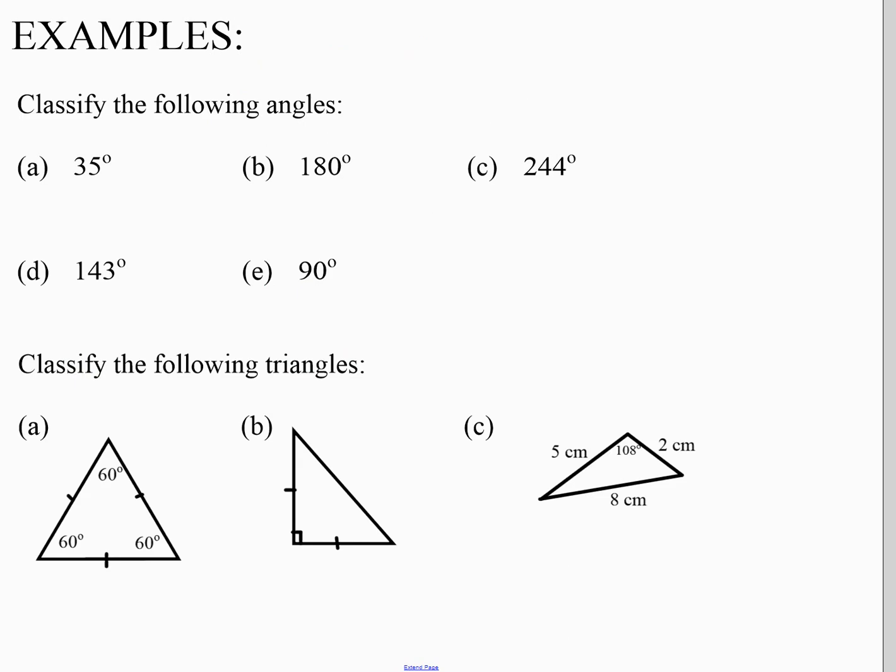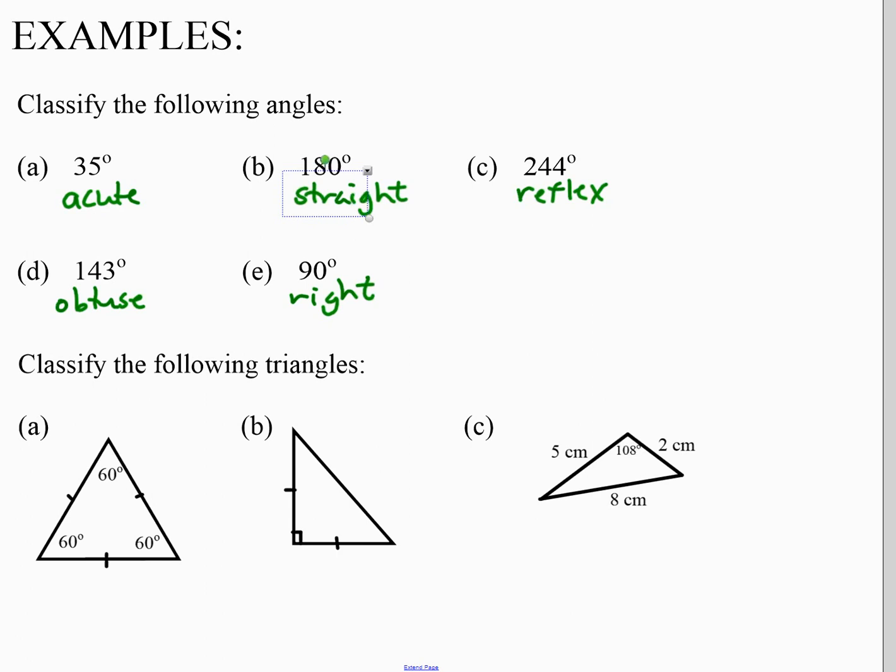Some more examples. Classify the angle. So this is less than 90, so it's called an acute angle. This is exactly equal to 180. It's called a straight angle. This one is more than 180 and less than 360. It is called a reflex angle. 143 is between 90 and 180, so it is called an obtuse angle. And exactly 90 is called a right angle.